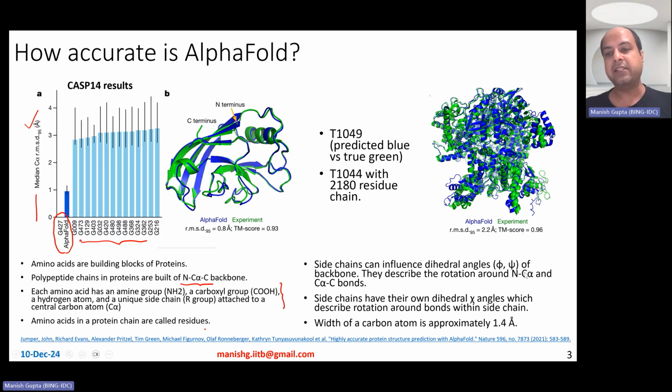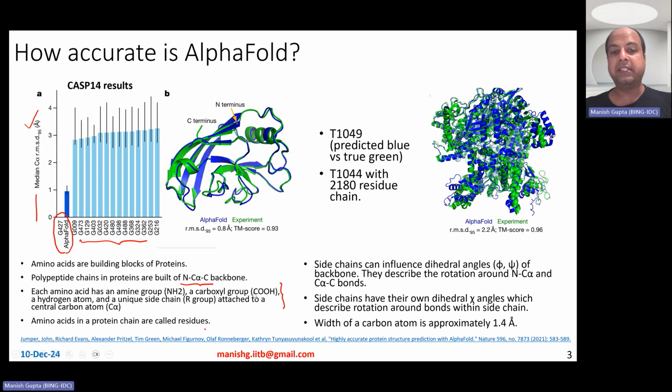The angle between N and C alpha is called phi, and the angle between C alpha and C is called psi. Depending on the side chains, and each amino acid has a different, unique side chain, the angles phi and psi can differ for each of those backbones in the protein chain. Okay.